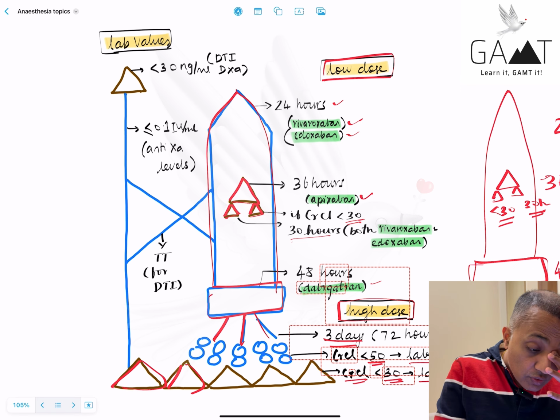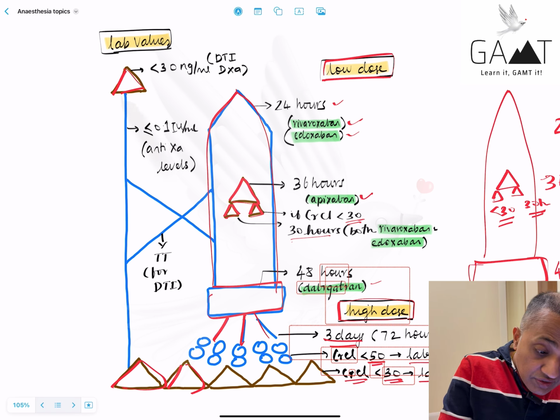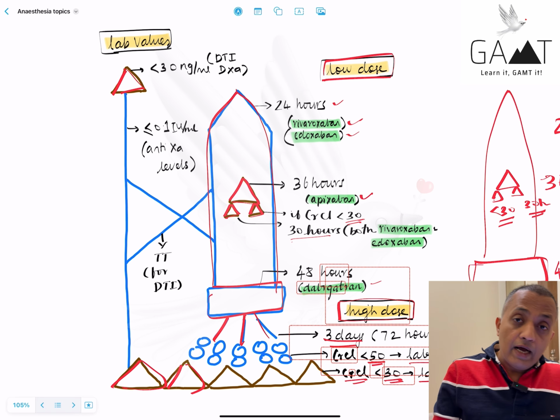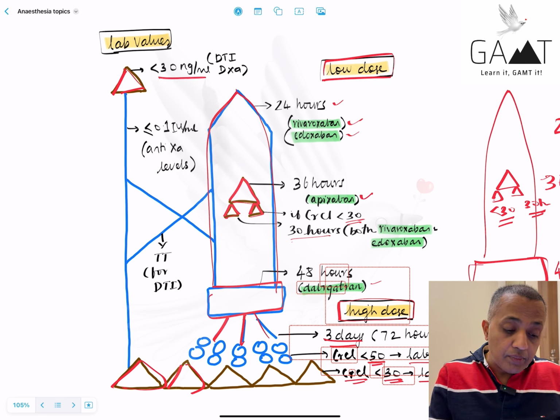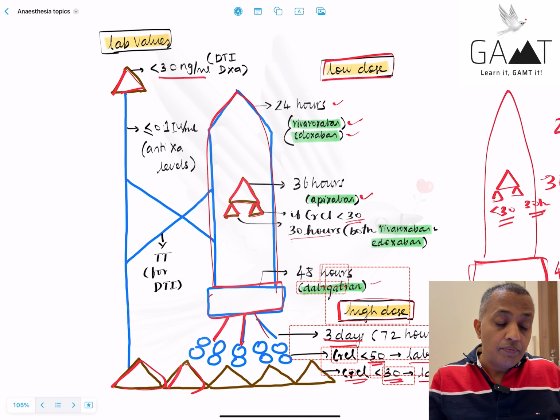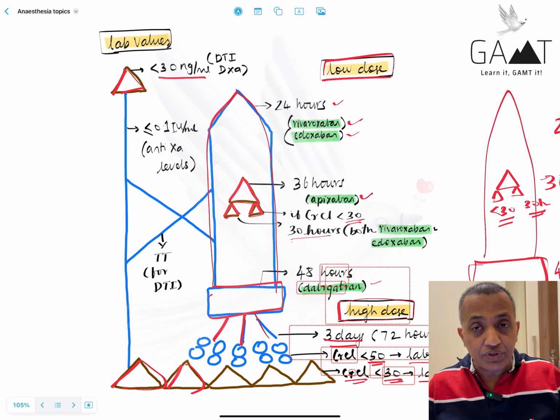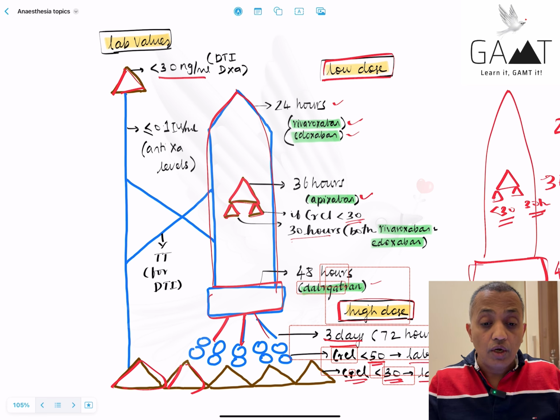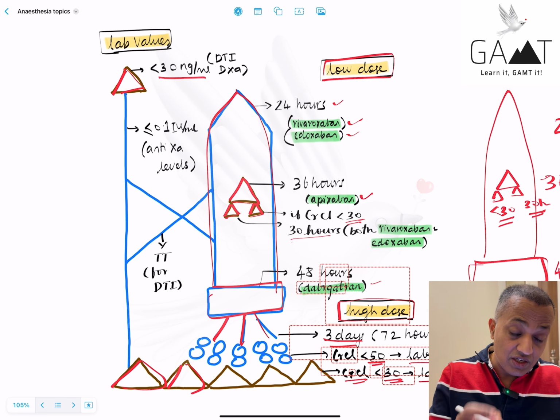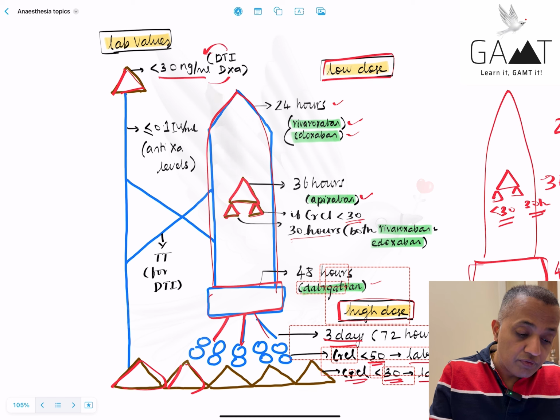Okay. So again, look at here in the top. There's a Toblerone here, which is again 3, which is 30. So this is less than 30 nanogram per ml. So that is the drug level of both direct thrombin inhibitors and direct 10A inhibitors. Both these group of drugs, thankfully, has the same concentration below which is actually safe to proceed with neuroaxial blocks. Okay, and that is 30. So less than 30 nanogram per ml. That's both for direct thrombin inhibitors and for 10A inhibitors.